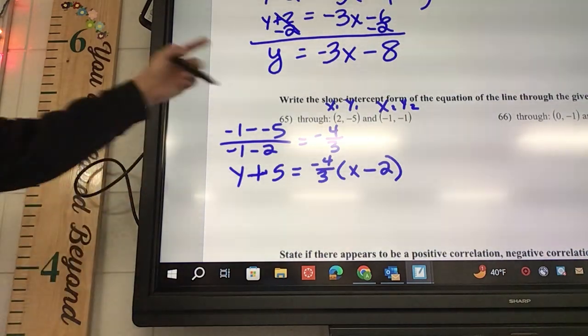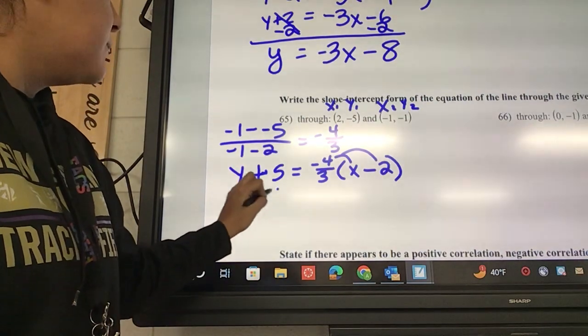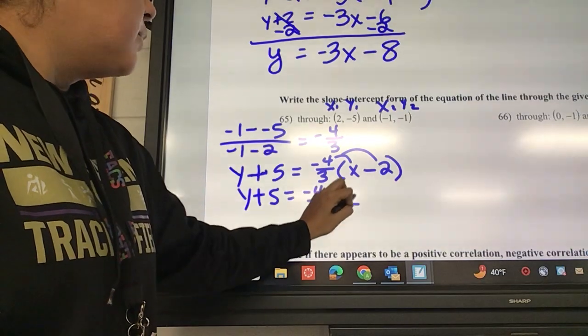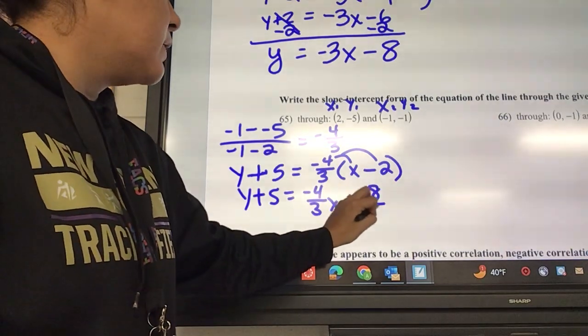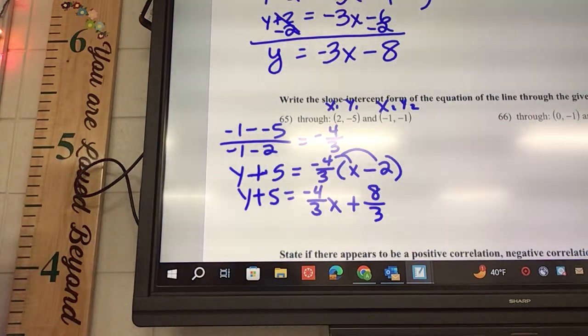Okay, and then the same as what we've been doing, we're going to distribute. So I'm going to get y plus 5 equals negative 4/3x plus 8/3. Okay, when we times 4/3 times negative 2, it's going to give me 8/3.